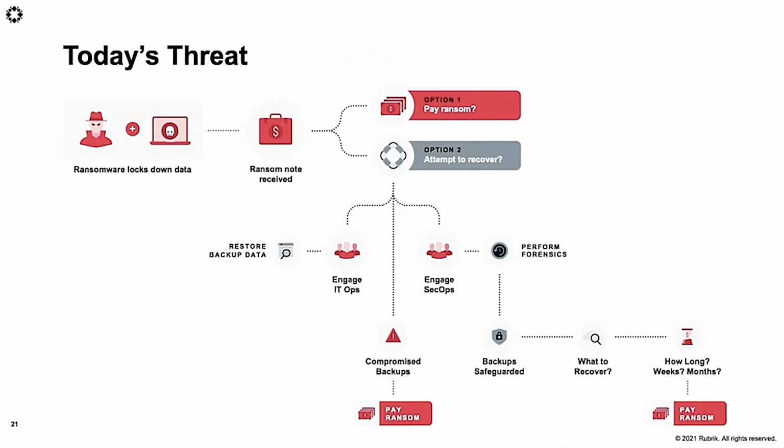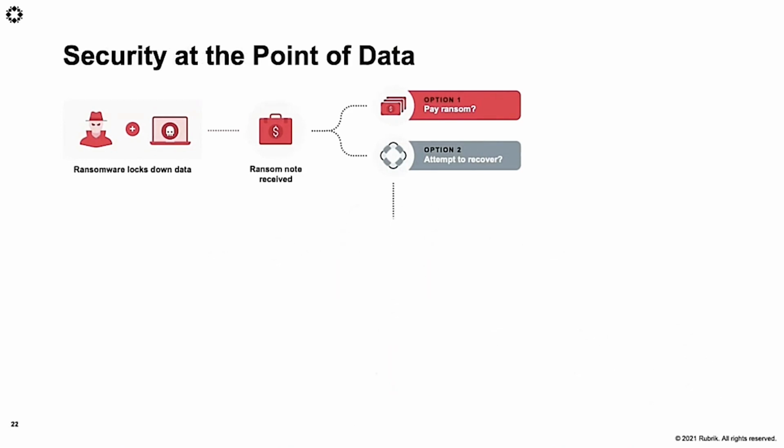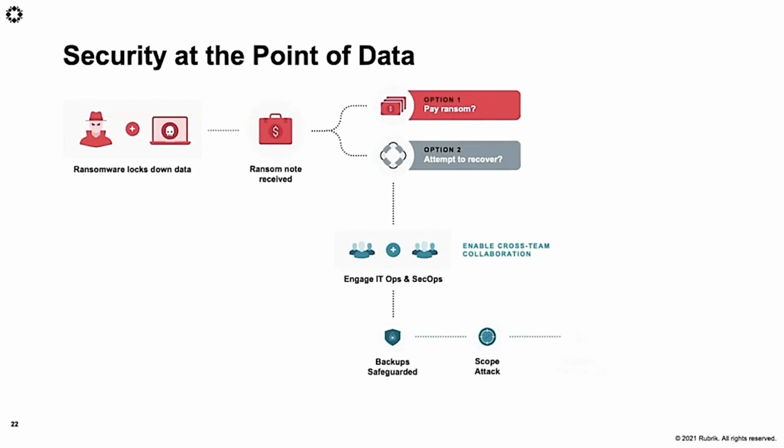So what Rubrik set out to do, when you run into that situation, is enable cross collaboration between these teams. And we do that by providing a platform that has safeguarded backups and the ability to quickly recover for the IT teams when they need to. But for the security teams, we're also giving them a scope of the attack and doing sensitive data discovery to let them know, out of the data that was encrypted that may have also been stolen or exfiltrated, whether any of it was sensitive data.